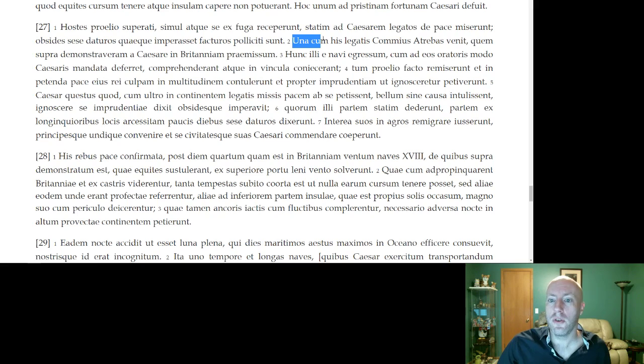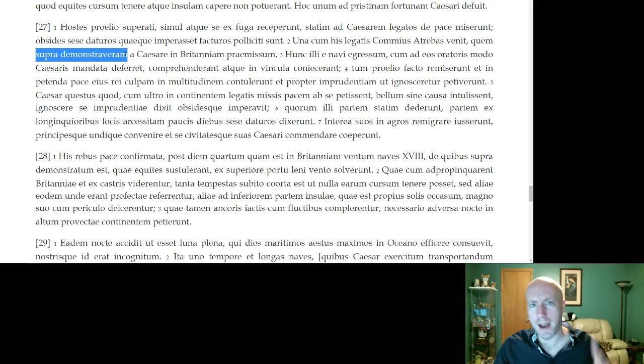All right. Una cum, a phrase meaning together with. Technically, it's a long A, una, so it's like in one group with them. So una cum his legatis, so together with these ambassadors that the enemy sent. Commius the Atrebatian came, so he came with these legates, whom supra demonstraveram, whom I had mentioned above.